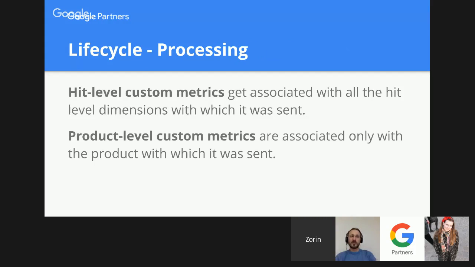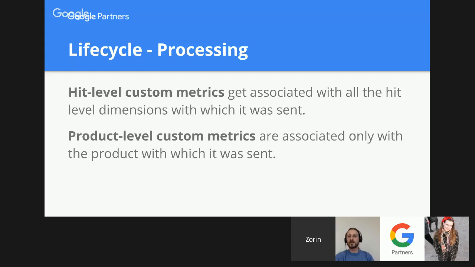So the processing part for custom metrics is that with hit level, the custom metric gets associated with all of the hit level dimensions with which it was sent. So if you send a custom metric with a page view, it will be associated with that. It's basically the same as how a page dimension interacts with page view metrics. Whenever you send a page view, like a really simple page view on your website, the page view metric will always get incremented by +1.